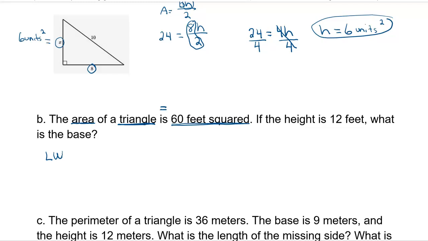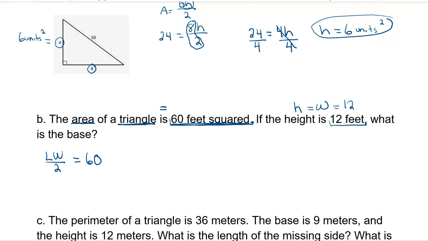So, okay, here we have length times width divided by 2 equals, well, we've been given 60 feet squared, so I'm going to put 60. Again, no units at this point because it's not my final answer. If the height is 12 feet, height, so at this point, you need to identify, well, if we're using L and W, which one stands for height? And let's say the W does. So that means that the 12 goes into W. So you just need to define the meaning of your variables.